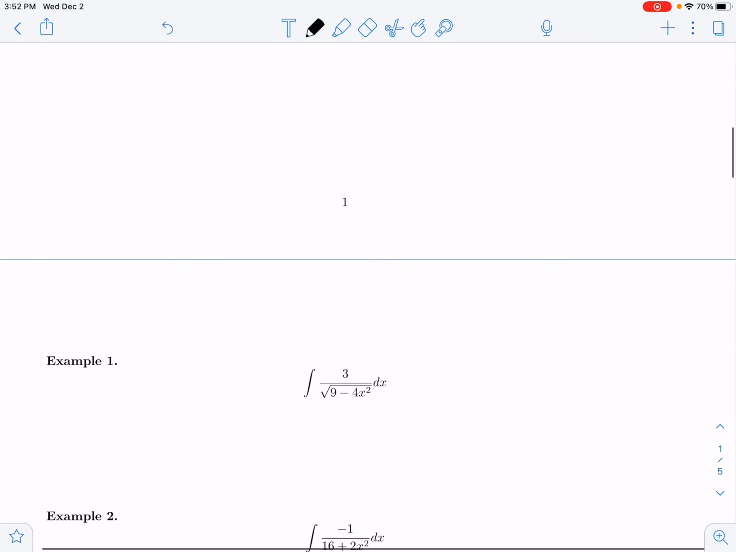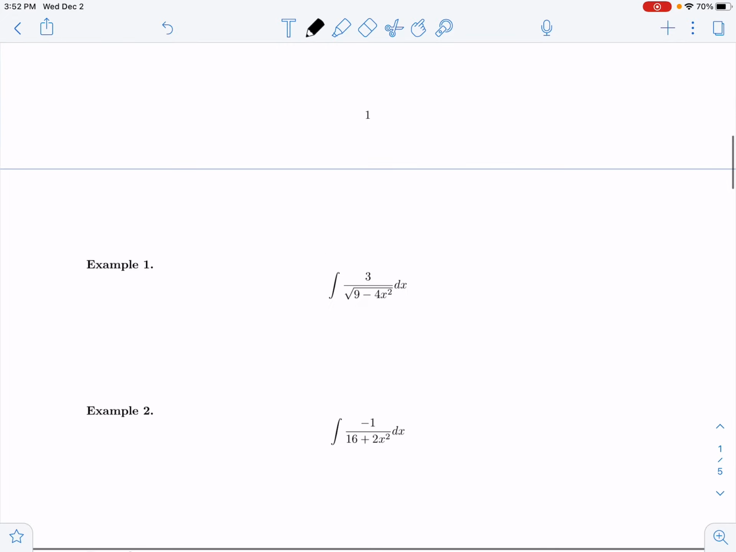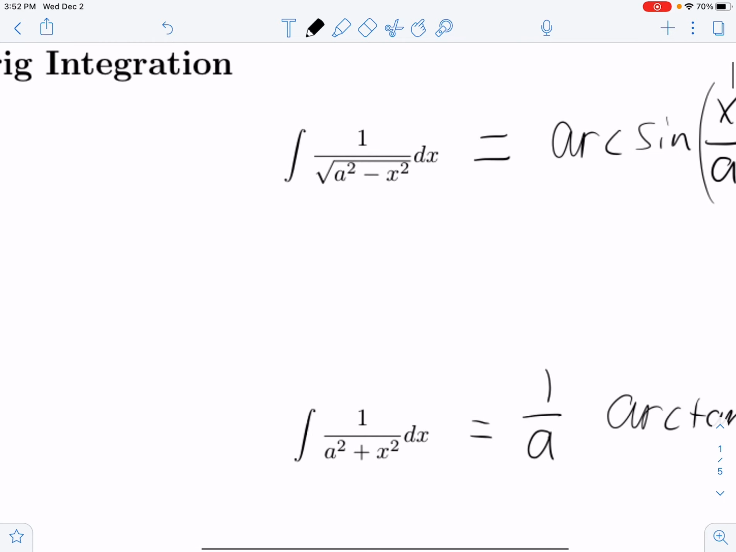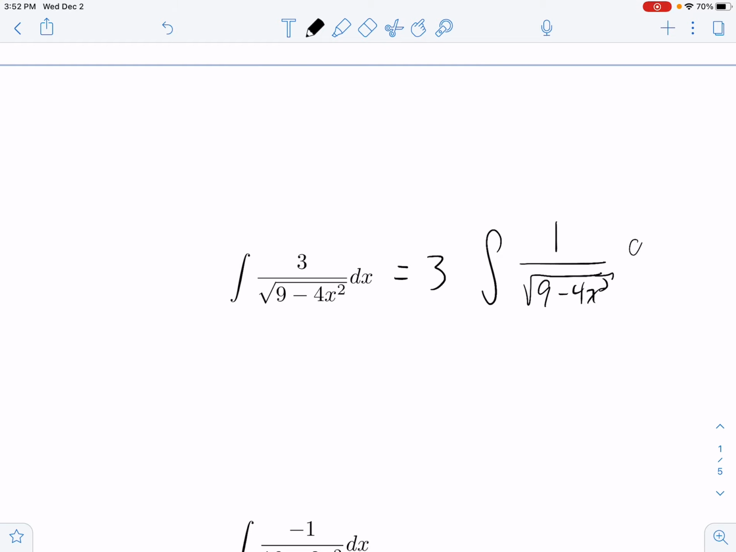We got three examples for you to do. So example one here. The way I like to think about these is I want to try to find my a, and I want to try to find the thing that's being squared. So how can I simplify? First, I could pull the 3 out. So this is 3 times 1 over the square root of 9 minus 4x squared dx.